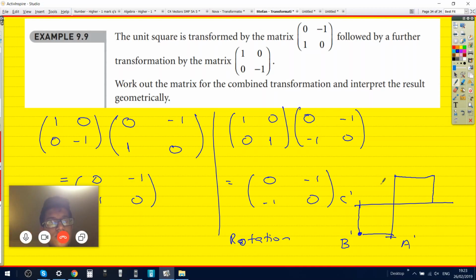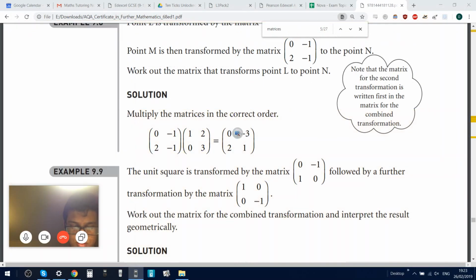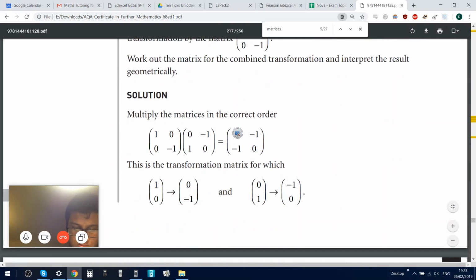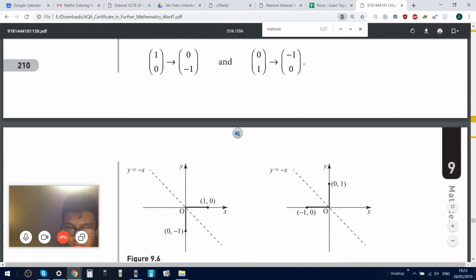That would put it here. 90 degrees? 180 degrees. Yeah, I believe so. And that's A. That's B, that's C. Yep. Rotation about the origin, 180 degrees.